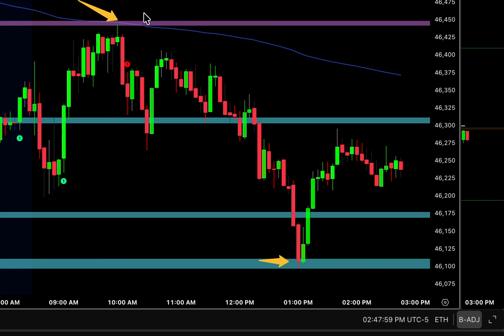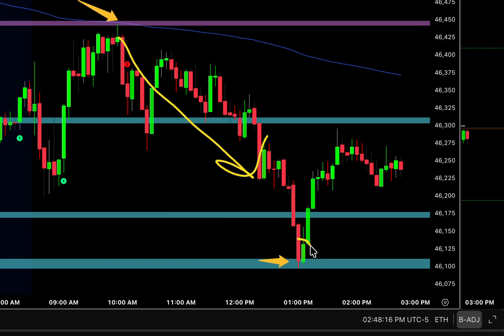Okay, here we have a wick off of a support resistance zone and the VWAP. This is the VWAP, by the way. So we wicked off the VWAP, we wicked off a resistance zone, boom. And yeah, you have some really nice candles from that.